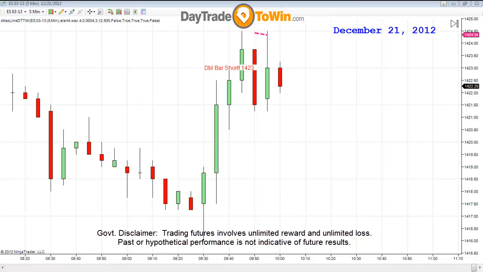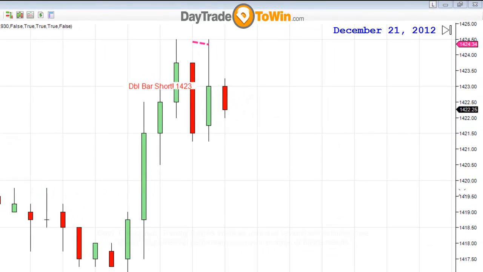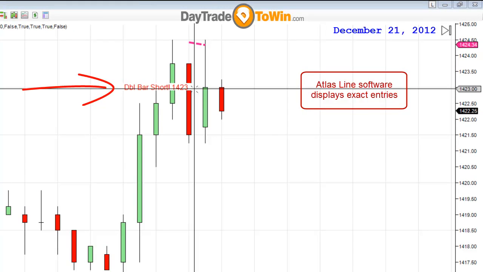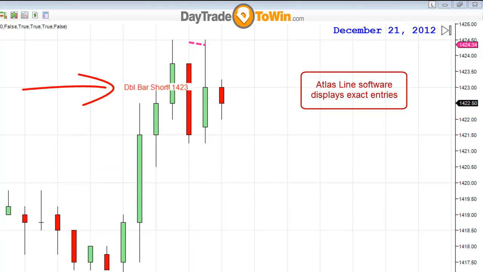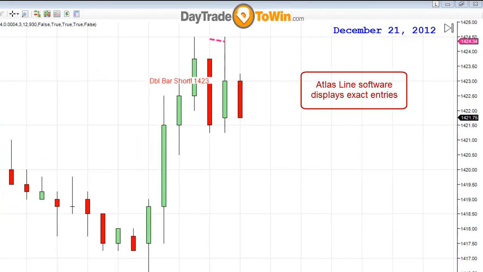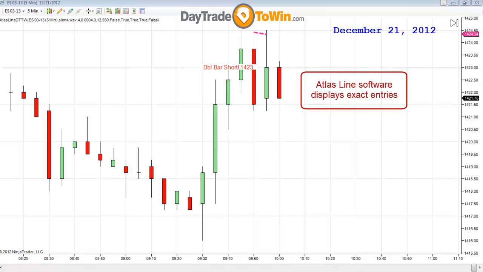So what we have happening, as of right now, is a short at 14.23 based on the Atlas line trade. Excuse me, everyone here who has the Atlas line, I'm not sure how many people here have the Atlas line. Finley, I think Finley has the Atlas line. We should all be getting the same exact entry at 14.23.